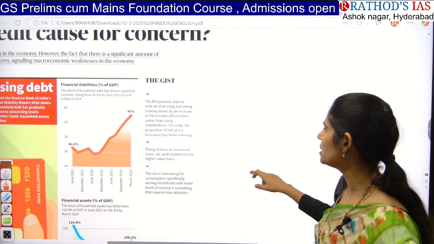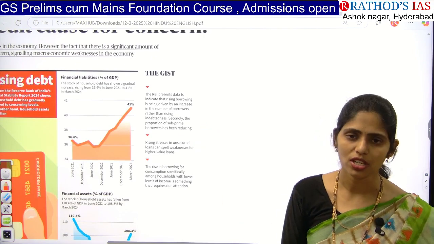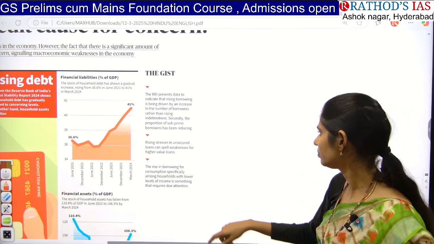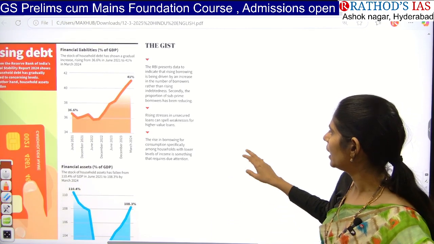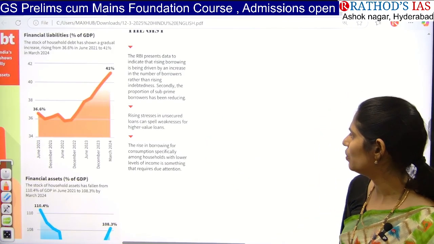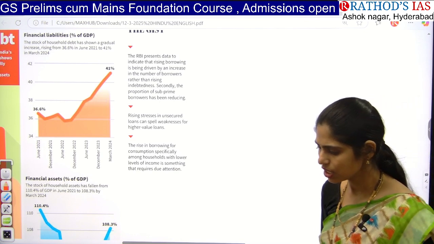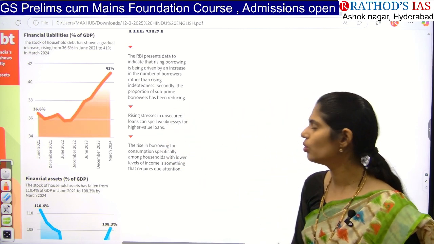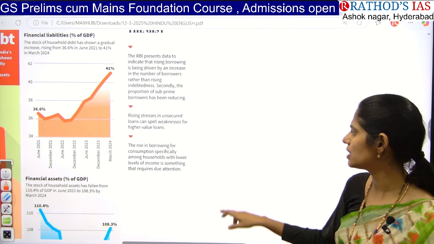And the next one here is, we should not bother about this indebtedness, because nowadays there is a decrease in subprime lending also. Subprime borrowers have been reduced. And next, rising stresses in unsecured loans can spell weaknesses for higher value notes. Actually this article is saying that don't worry. Here we are providing good loans only, so that there will be no weakness in economic stability. This is what is mainly said here.